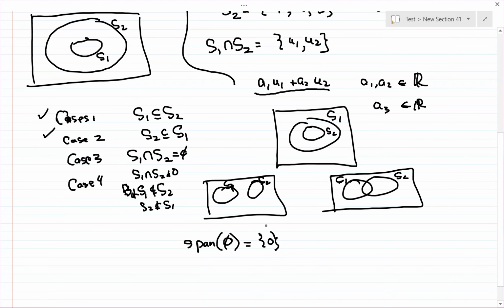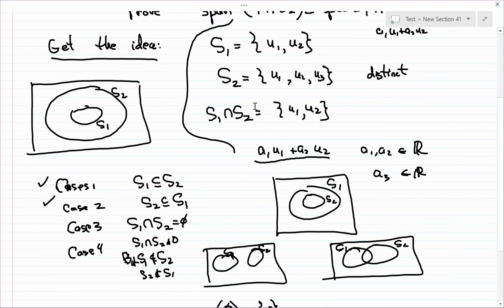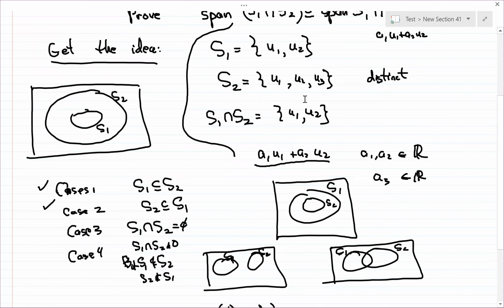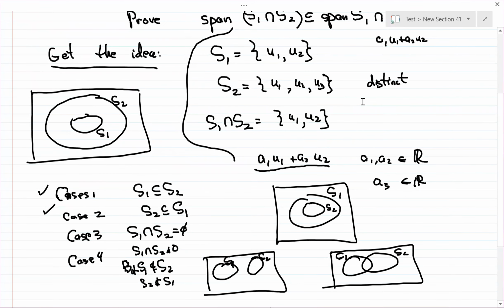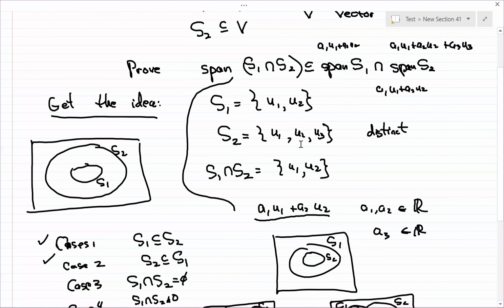Okay. And that would be what we have here. So we have just the zero vector. Each of these are what? Subspaces, because the span of any set is a subspace. That's a theorem, which means each of these have the zero vector. So the zero vector is the only thing in here, and it's in each of these. So the subset is true. So this case is done.